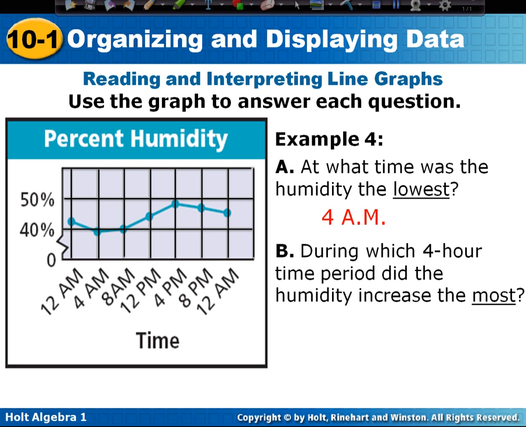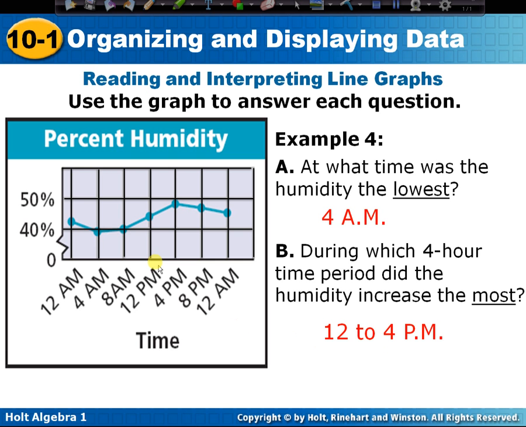Part B says, during which 4-hour time period did the humidity increase the most? So you're looking for the most drastic increase. And you can see here that these are in 4-hour increments. So we're not looking for when it's going down or staying almost the same, but we're looking for where it is most drastically increasing. And you can see that from 12 to 4 p.m. right here, that is the most drastic increase in humidity. So the blank there you're going to write 12 to 4 p.m.